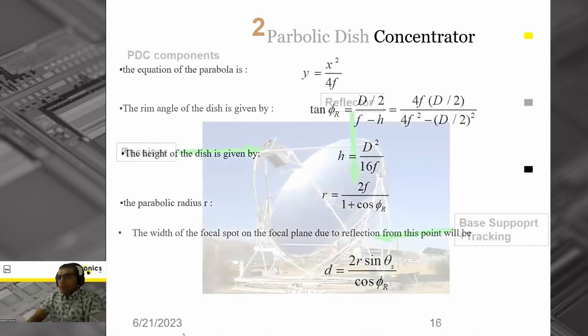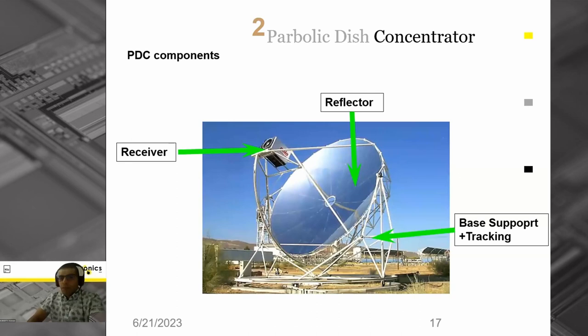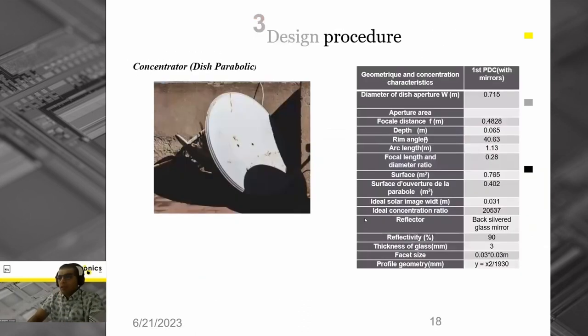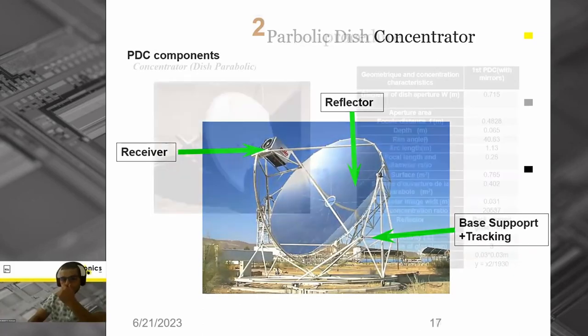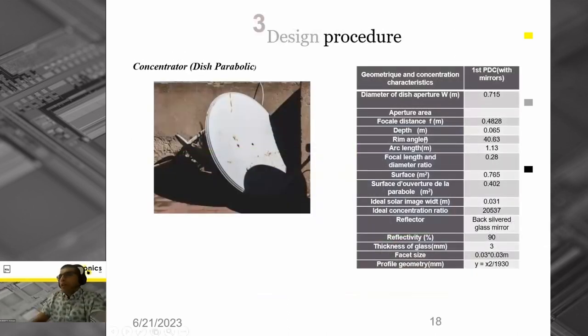So, the most important components of a parabolic dish concentrator are the reflector, the receiver, and the base with the tracking system. In this section, we will describe the experimental facility and the fabrication of each part of the parabolic concentrating system. So, in this system, the parabolic dish concentrator is the most costly.